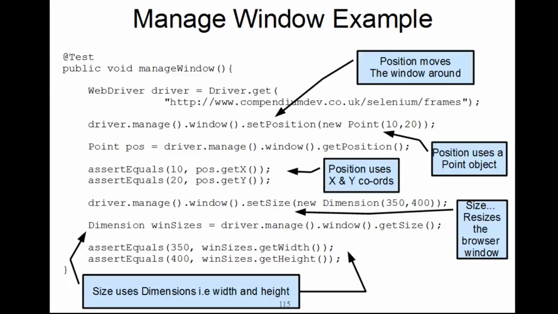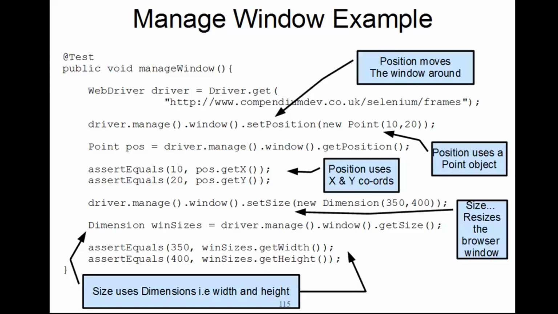driver.manage.window.setPosition. Basically, I'm getting the current window through driver manage window, then setting the position. And position returns and takes a point. And the point is just an abstraction around the X and Y coordinates. So first of all, I set the position, which will move it from the 0, 0 down to 10, 20. So we should see the window shift. Then I get the current position, check that we've moved to the correct place.